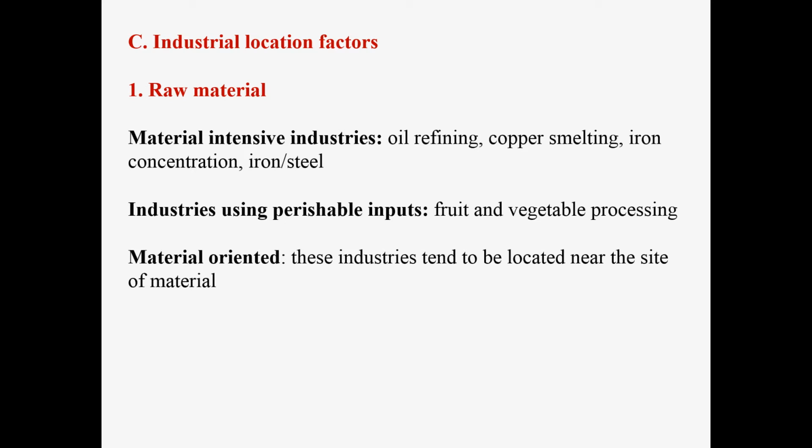Copper smelting. After you get the rough copper ore from the ground, you need to extract those copper elements from the ore to get rid of the impurities. This process is called smelting. Again, the input is copper ore. Without copper ore, you really cannot do anything with the copper industry.